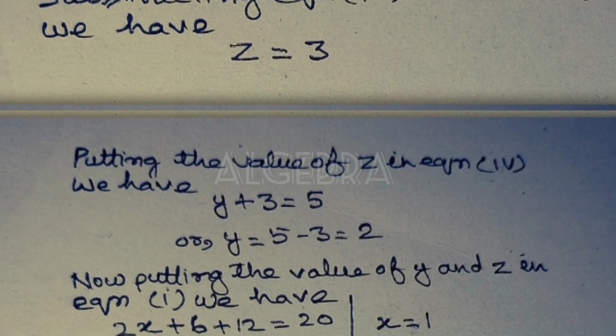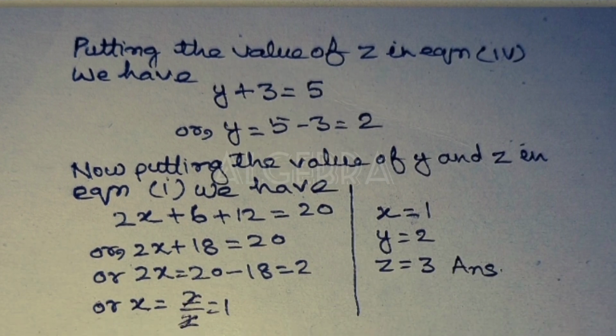Putting the value of z in equation 4, we have y + 3 = 5, or y = 5 - 3 = 2. Now putting the values of y and z in equation 1, we have 2x + 6 + 12 = 20, or 2x + 18 = 20, or 2x = 20 - 18 = 2, or x = 2/2 = 1.